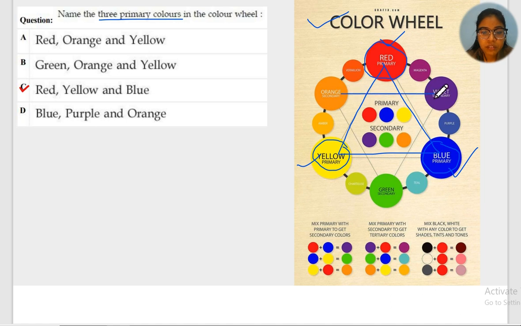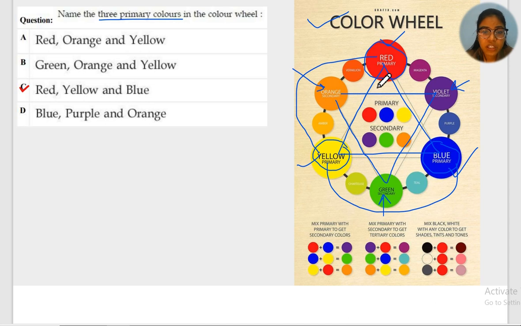After that, when we go for the secondary colors, a secondary color is a combination of two primary colors. If you add red with yellow, you will get orange, which is a secondary color. In the same way, if you look at the right side, if we add red with blue, we will get the secondary color violet. After adding yellow with blue, we will get the secondary color green. So in this way, primary and secondary colors are formed.